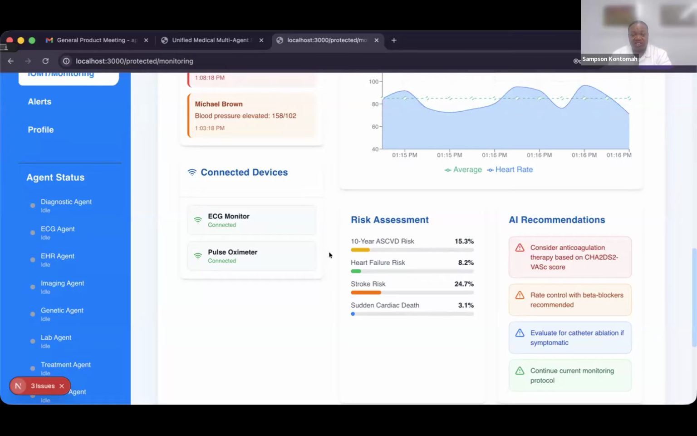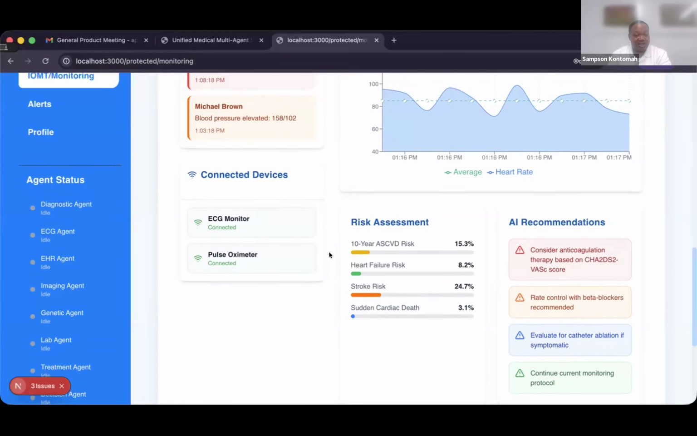And as you can see, there is a risk assessment section. If you are using this tool for your patients, it will be able to assess the 10-year atherosclerotic cardiovascular disease risk, heart failure risk, and stroke risk, or sudden cardiac death risk. It will be able to track all of that and report to the treatment team for active measures. So it's one of the very powerful sections of the multi-agent system. So I will hand it back over to Avi to continue with the rest of the sections in this product demo.